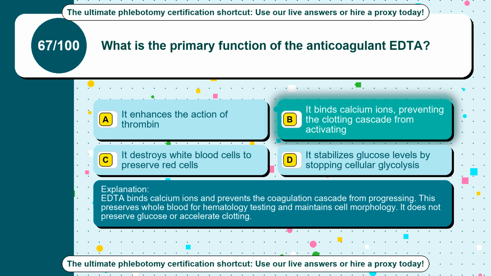EDTA binds calcium ions and prevents the coagulation cascade from progressing. This preserves whole blood for hematology testing and maintains cell morphology. It does not preserve glucose or accelerate clotting.